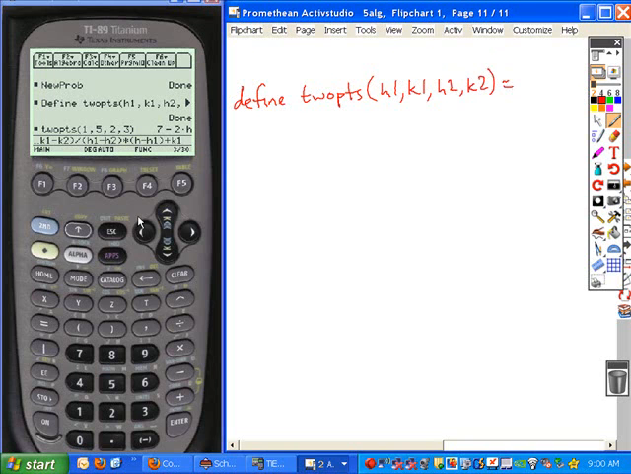So the function is, and I'm going to write it down here, 2 parentheses. You'll take K1 minus K2 divided by H1 minus H2. Close the parentheses. And then you're going to multiply by H minus H1, and then you're going to add K1.